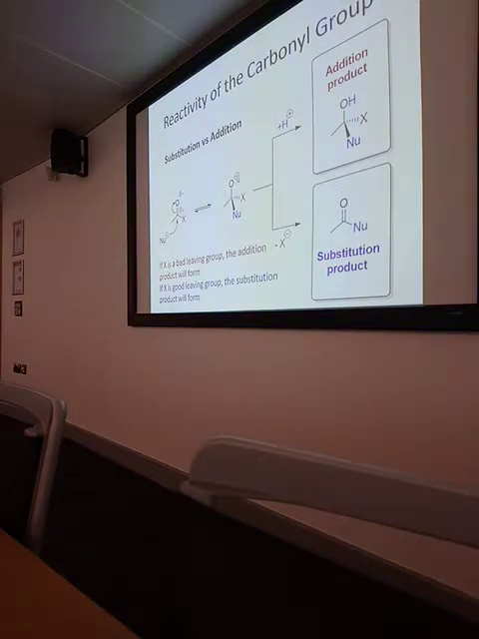So then what happens there is the electrons come back down and then kick that off. So whether you get an addition or a substitution will depend on what types of species you have around. If X is a really good leaving group, then you'll get substitution. But if it's not, then you might get the addition product if there's a proton present.